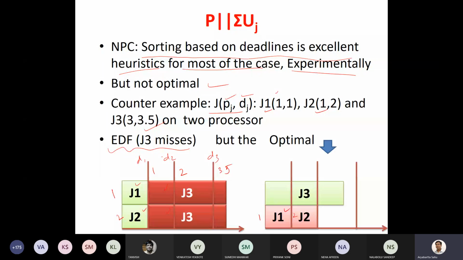Yeah, please tell. Sir, if we sort on the basis of Dj minus Pj, then it would work. No, it will not work. You may find a counterexample. So any kind of thing will not work. It is proved to be NP-complete. That's why I'm telling you, this is proved to be NP-complete. So we should not try this thing.